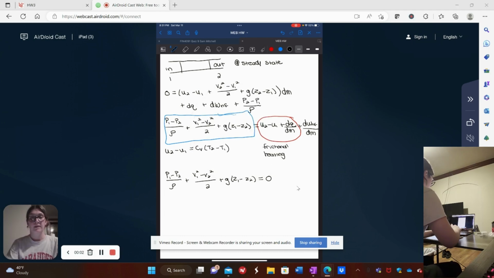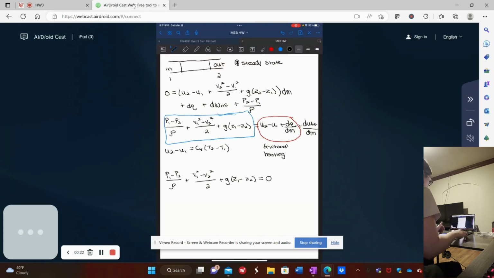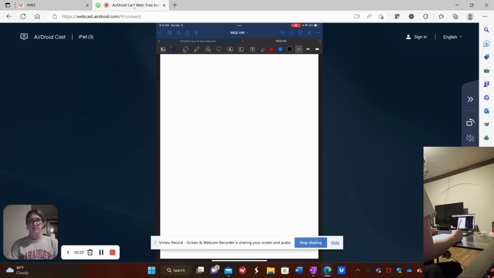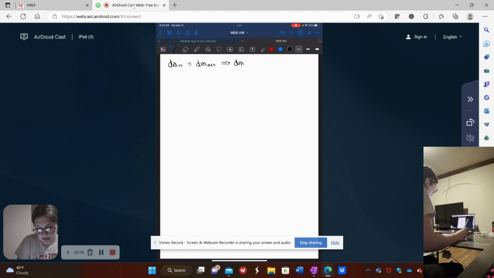Now that we have completed B2, we are ready to move on to B3, which asks us to use B1 to calculate the temperature increase of water arising from flow at constant velocity and potential energy with a pressure drop of 900,000 pascals. So like in the previous problem, we are at a steady state. So again, the rate of mass flow at the inlet and the outlet are going to be equal. So we have dm in is equal to dm out. So we can just use a common dm for that.